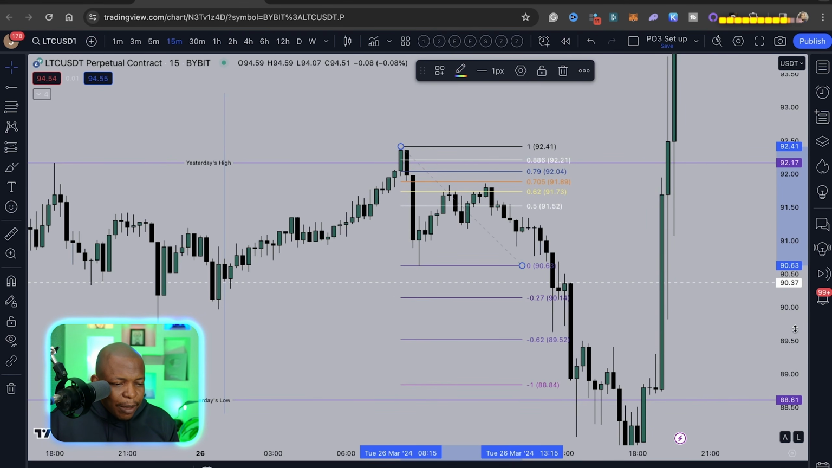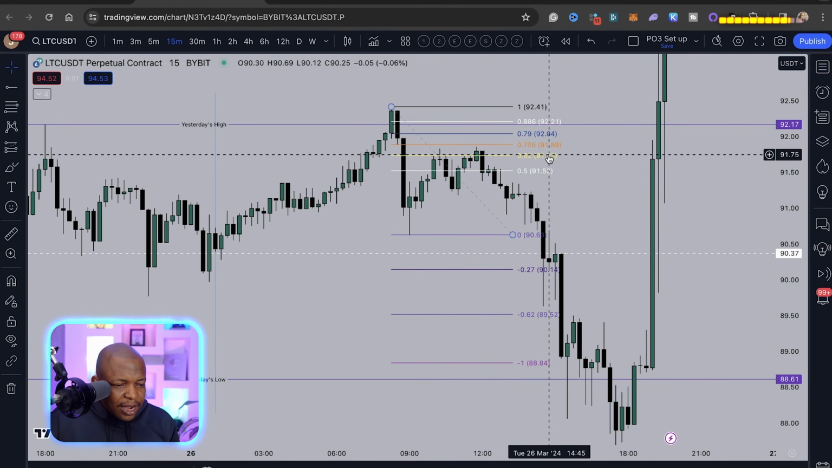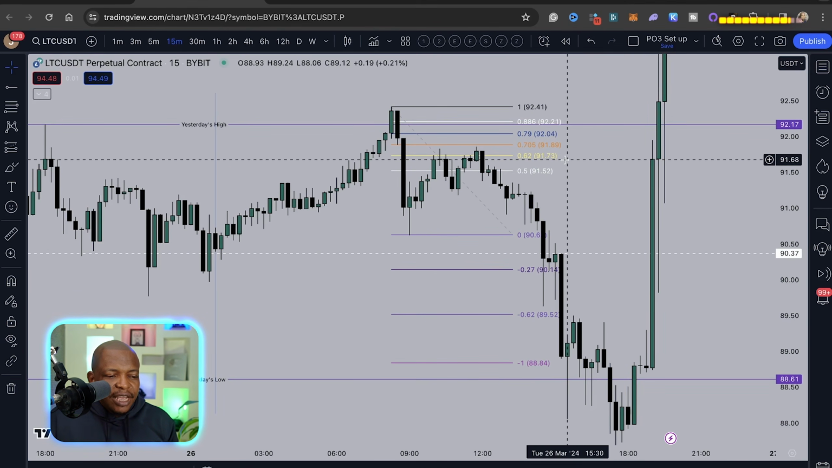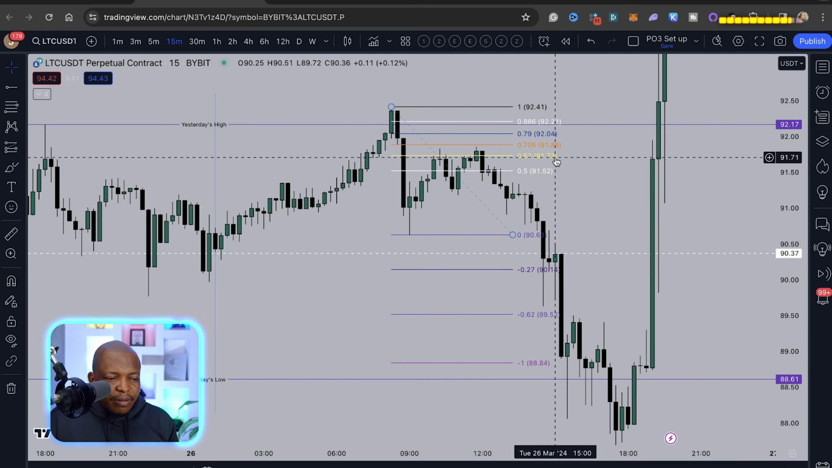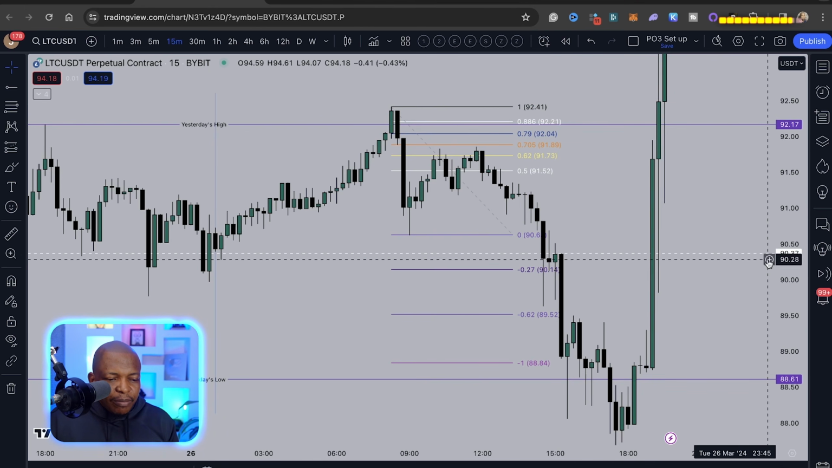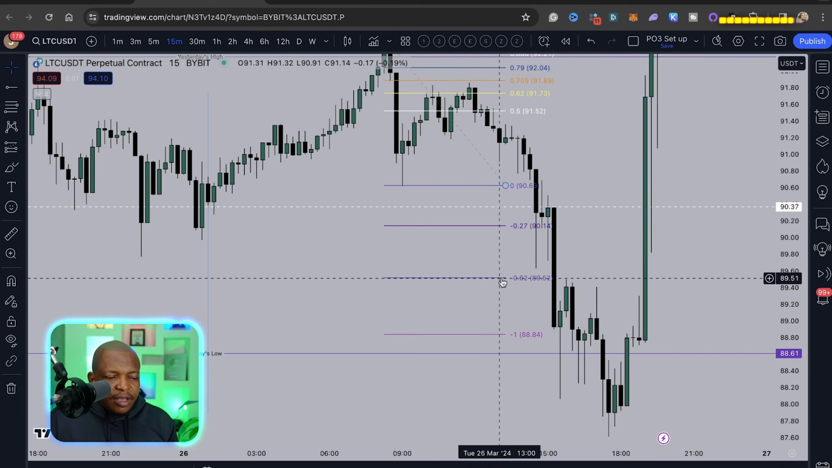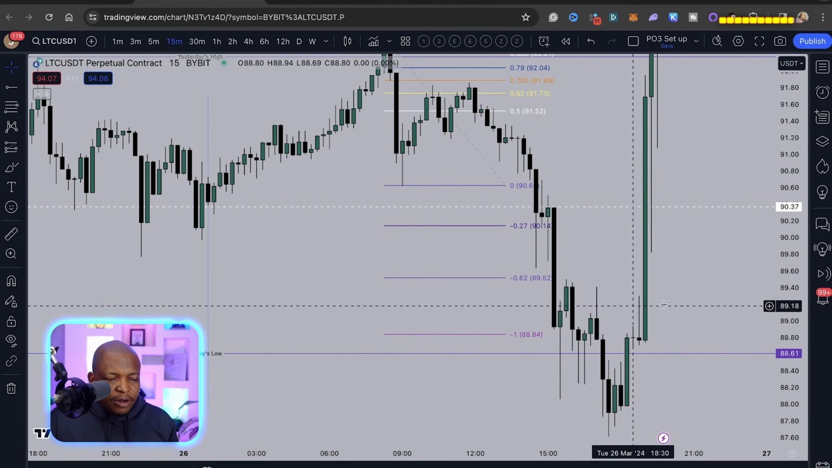So what happens is that this yellow line, the golden ratio, becomes my entry. I'm going short now. This 91.73 is now my entry. My stop loss is the top, 92.41. And look at my take profits. I have them. This is the first take profit, second take profit, third one, and the fourth one.